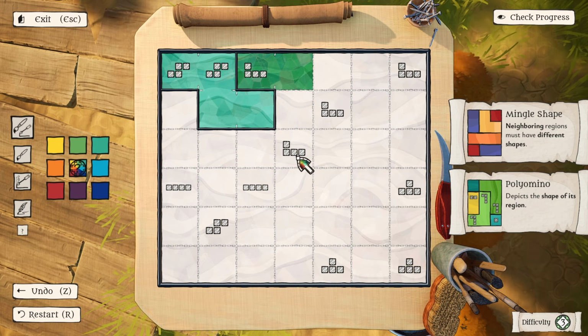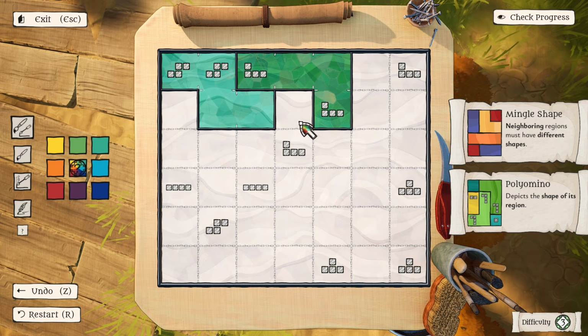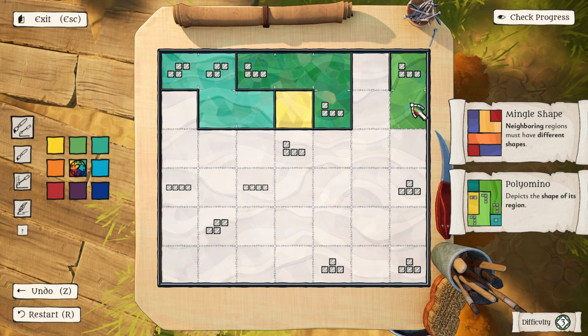No, if it took this, it would be touching that one. Therefore, it takes that one. Now this does not take that. This doesn't take that. And it can't take that. It must be the L though, so there.